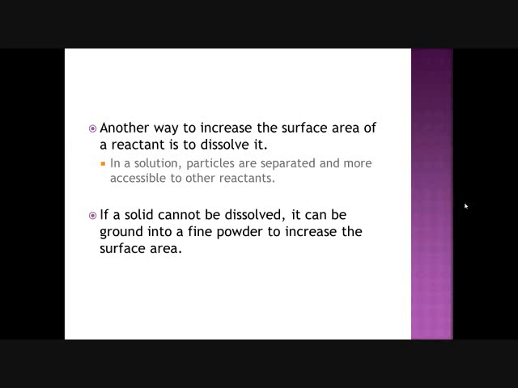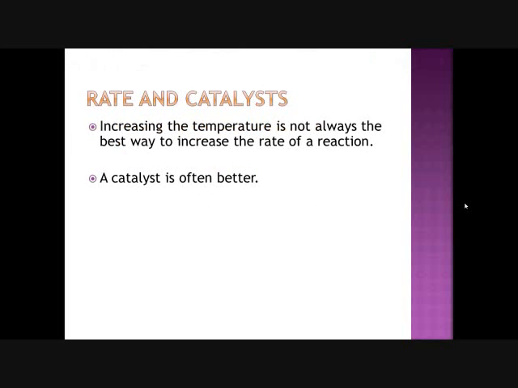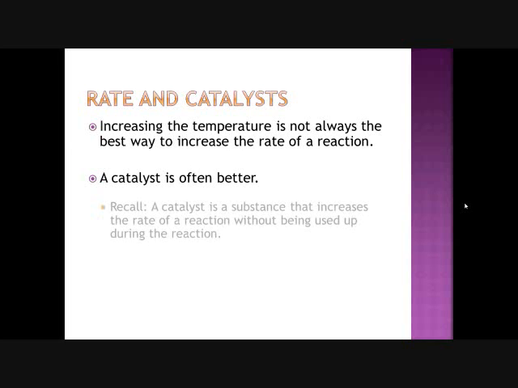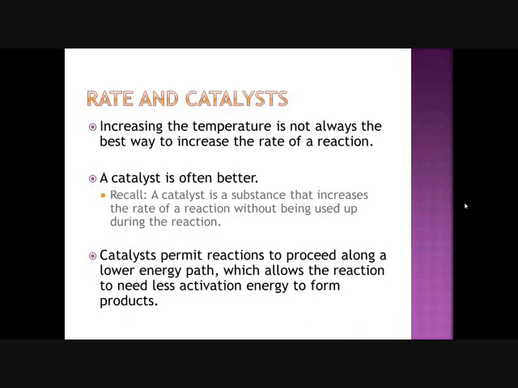The last factor that can change the rate of reaction is using a catalyst. And sometimes you use a catalyst when the temperature is not always supposed to be raised, or it might not be the best for that reaction. So remember, a catalyst is a substance that increases the rate of reaction without being used up during that reaction. Catalysts permit reactions to proceed along a lower energy path, which allows the reaction to need less activation energy to form products.